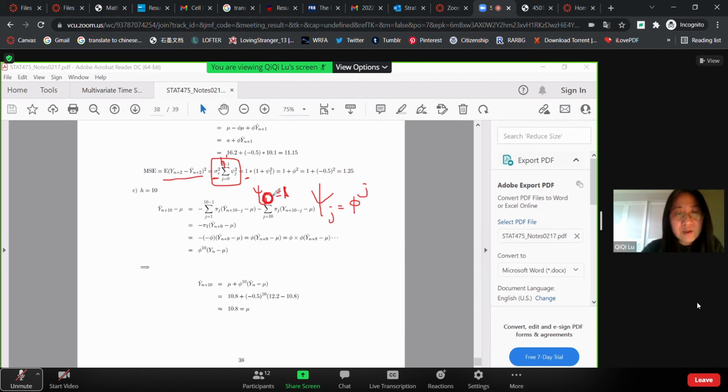Like pi 0 equals 1, and psi 0 equals 1 too. So you have 1 here, so that's psi 0 squared, so 1 squared, plus psi 1 squared. Psi 1 is right here. Psi 1 is just phi, power 1, so that's phi. So that's phi squared. So this is 1.25. So the 1 step ahead mean square error is 1. The 2 step ahead is 1.25.